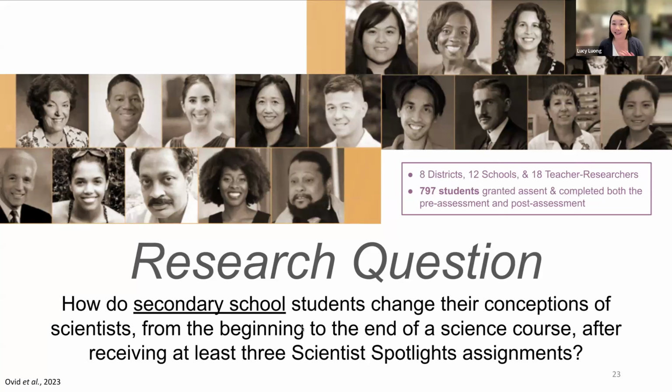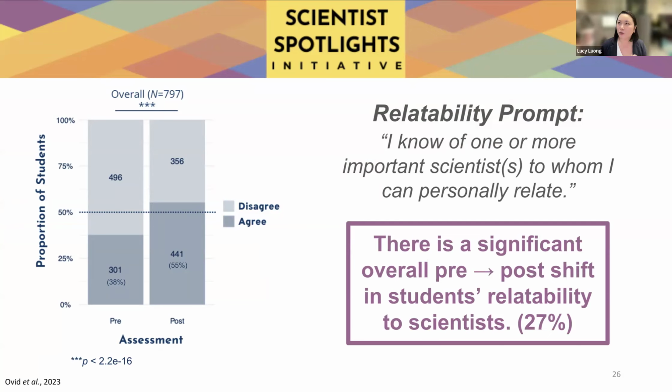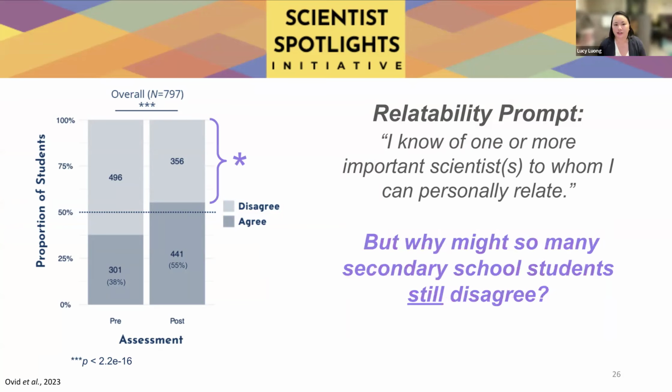So there's a significant overall pre to post shift in their relatability to scientists, but just 27%, which is quite a bit lower than what the college level was at, 36. So here's a question for you to ponder about. Why might so many secondary school students still disagree that they relate to scientists?